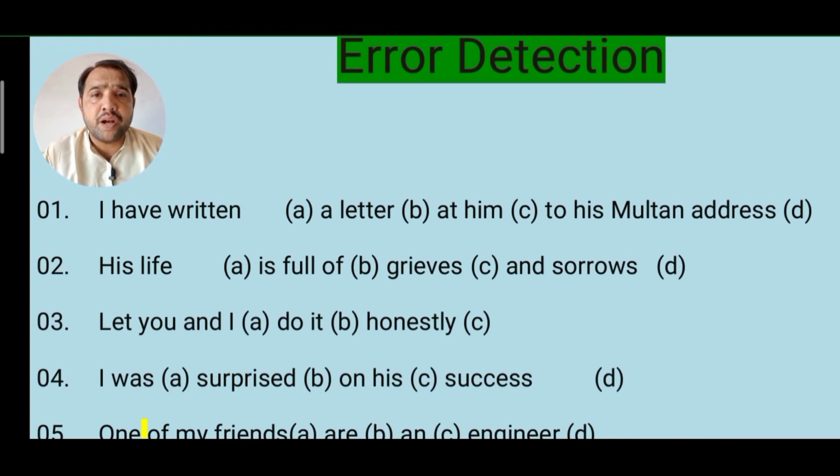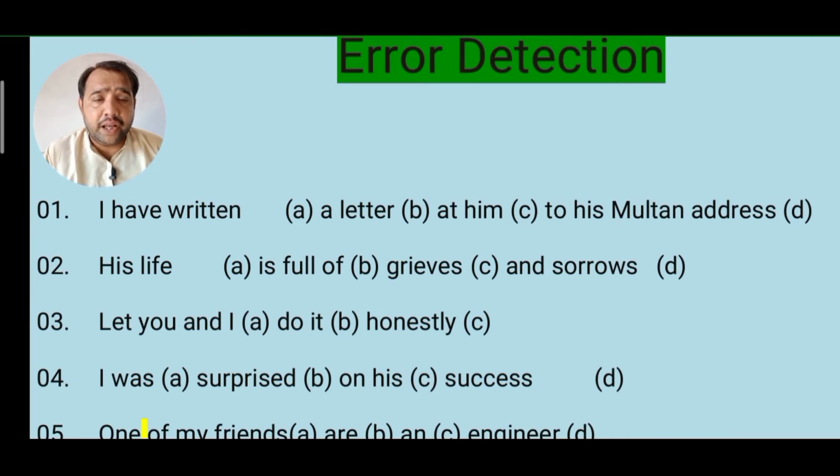In the fourth example, I was surprised on his success. Here this sentence is also divided into 4 parts, but now we have to find out which part contains an error. So here I will be agreed with the singular verb, so here we have added was with the singular I. And after a helping verb we have to place a main verb. Here, I was surprised, this sentence is in passive. I was surprised, after that on his success.